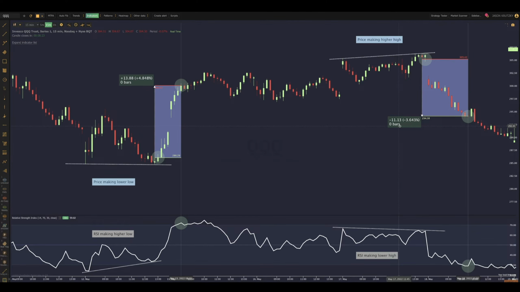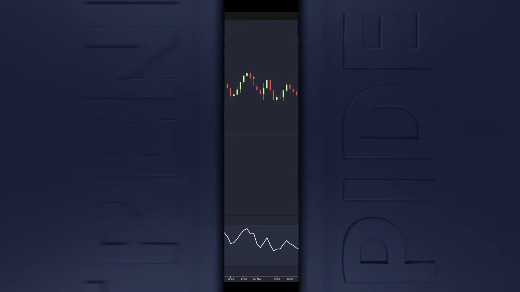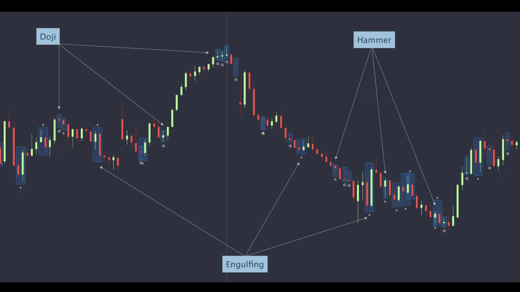Let's jump into the next setup. Next up, we've got the reversal candle on volume scan. Now, what do we mean when we say reversal candle? In this case, we're referring to any of the most common reversal candles. So that can include hammers or inverted hammers, dojis, and engulfing candles. These candles can occur throughout the chart on every time frame and in both bullish and bearish scenarios.